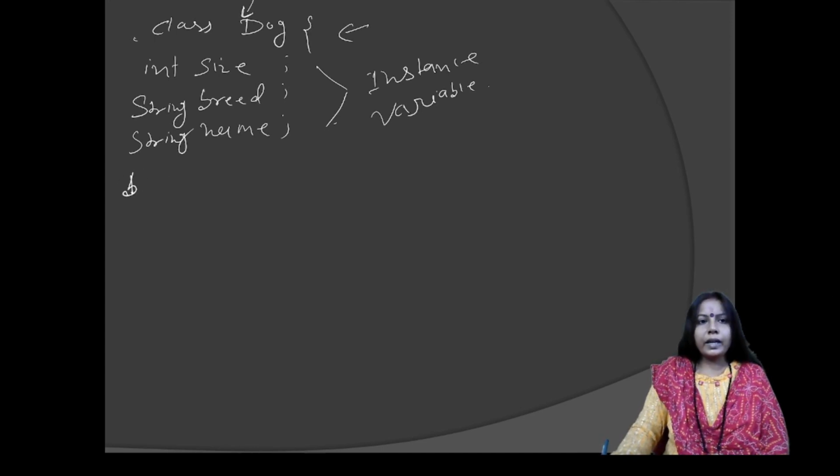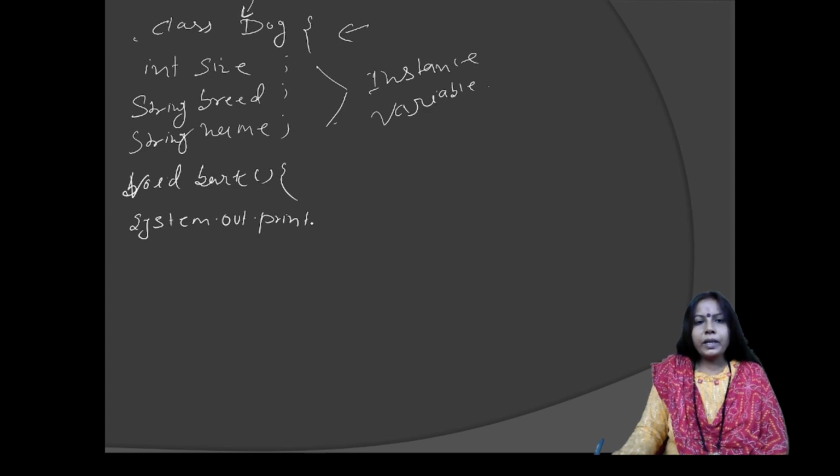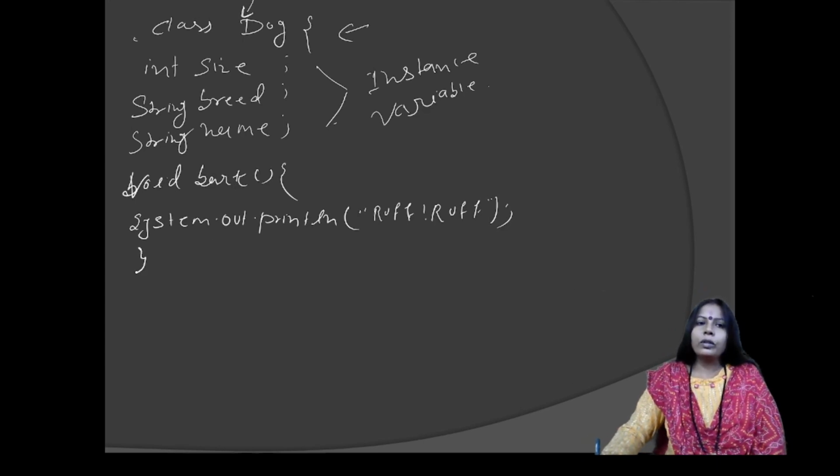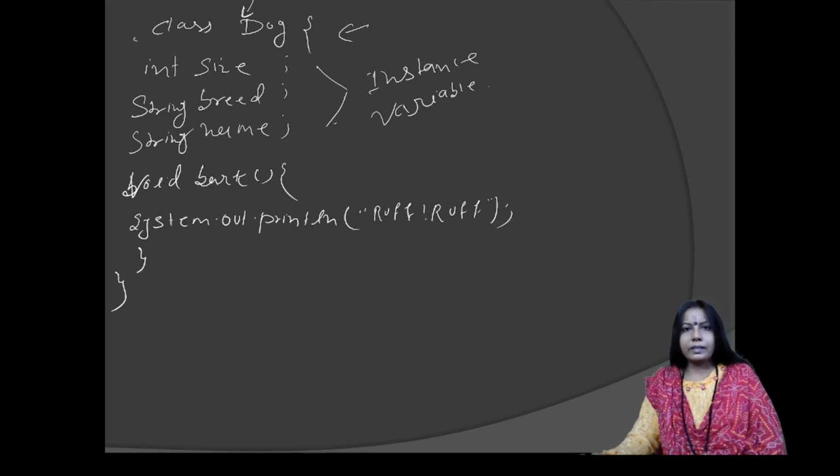Now you may also use method. So we can write here void bark. This is method. And inside we can write a statement that we need to print. So here we write System.out.println, a statement that you need to print. So here you write anything. Now close your method. Now close class.